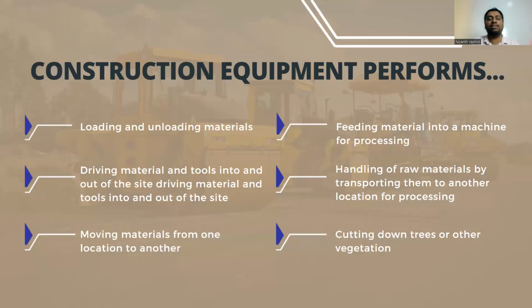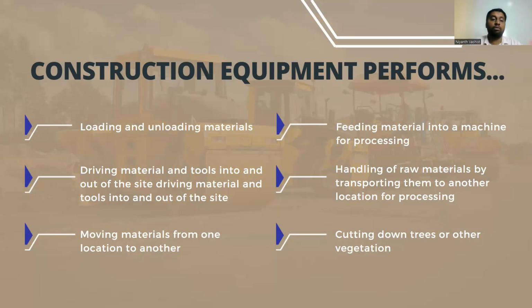Now let's see what it is that we actually use it for. So construction equipment performs, the first is the loading and unloading of materials. Huge aspect in construction. Whenever the project size is big, we will need continuous usage of transportation of materials. And without these kind of equipments, it is very tough to transport materials through manual labor. Hence, equipments and vehicles become a very important aspect.